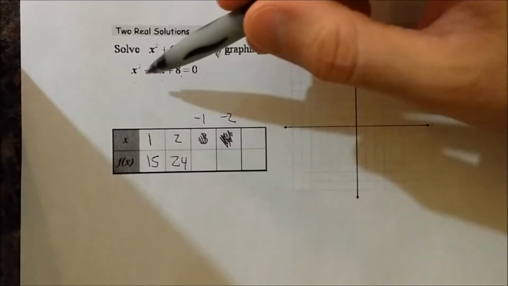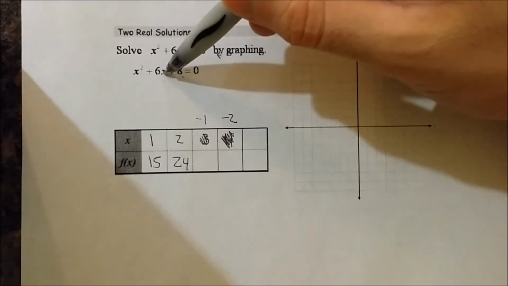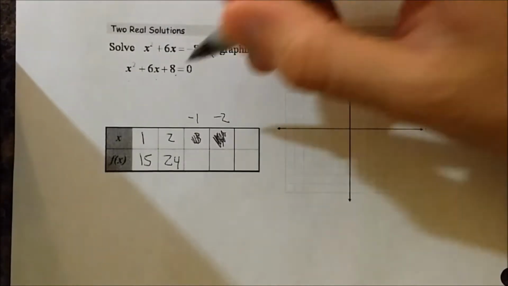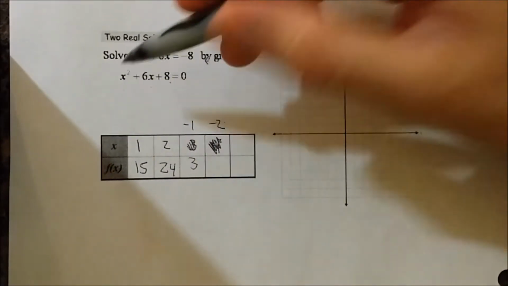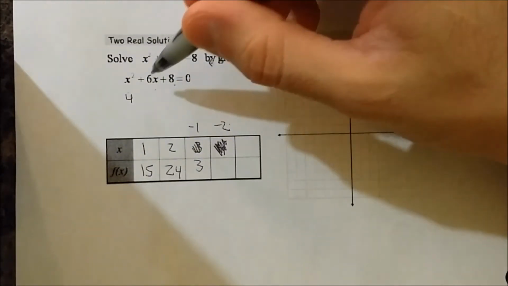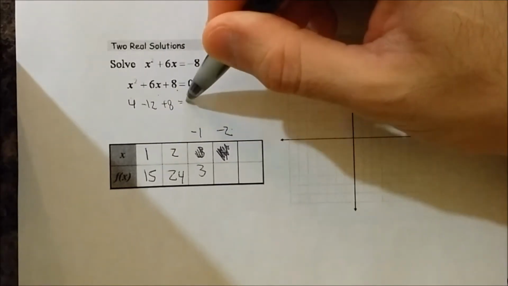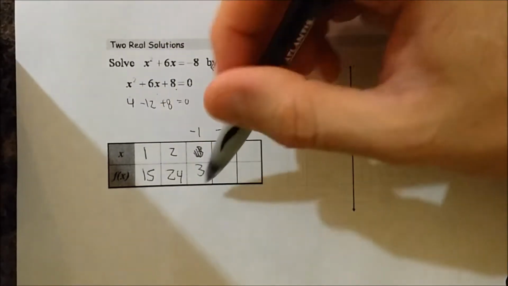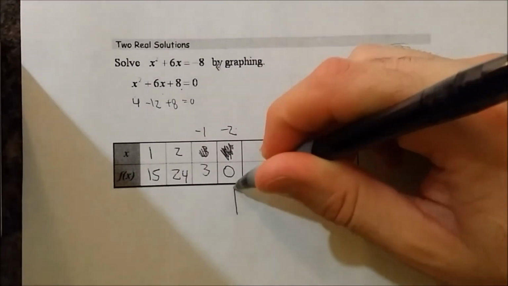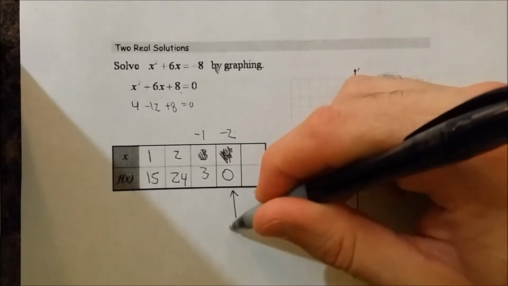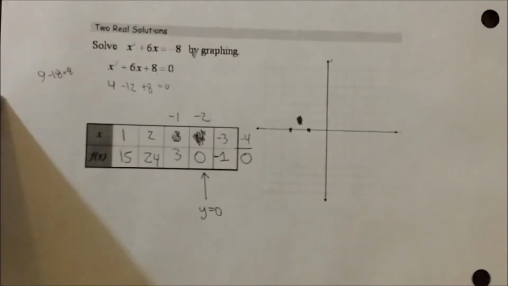When I plug in -1, I'm going to get 1, subtract 6, so -5 plus 8, I'm going to get positive 3. When I plug in -2, I'm going to get 4 minus 12 plus 8 equals 0. So finally I found one of my x-intercepts. Just a reminder, when the y value is 0, we know that we have found an x-intercept.